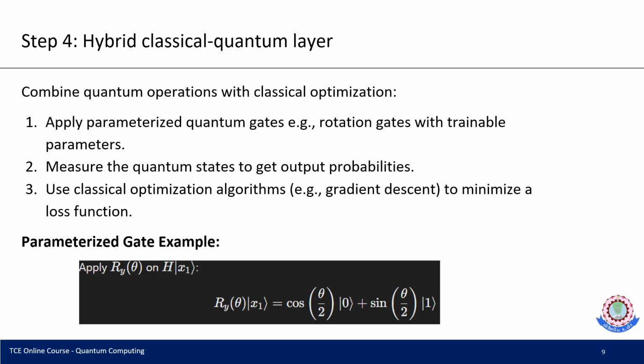The next step is the hybrid classical-quantum layer. Here we combine the quantum operation with the classical operation. Apply parameterized quantum gates, rotational gates with trainable parameters. Measure the quantum states to get output probabilities. Use classical optimization algorithms like gradient descent to minimize the loss function. So here the rotation function also is applied to ket x1: cos of theta by 2 ket 0 plus sine of theta by 2 ket 1.